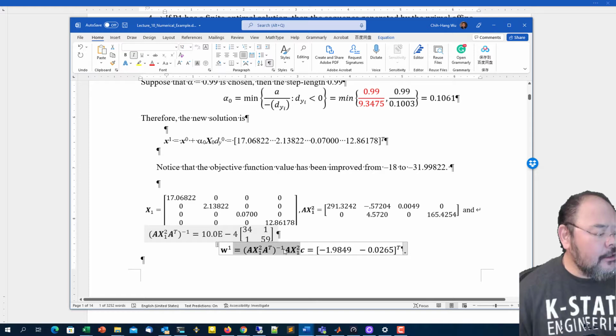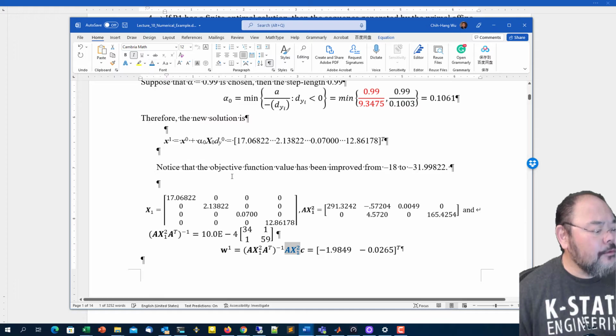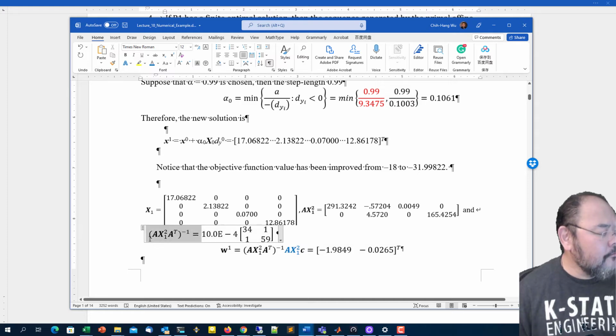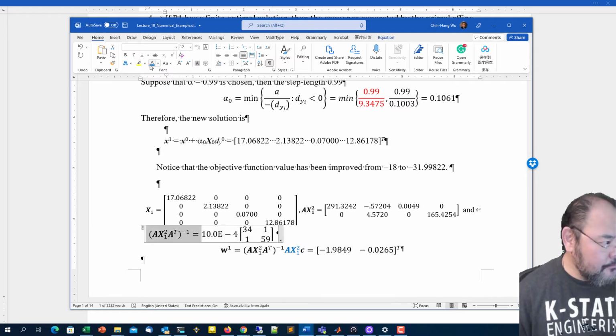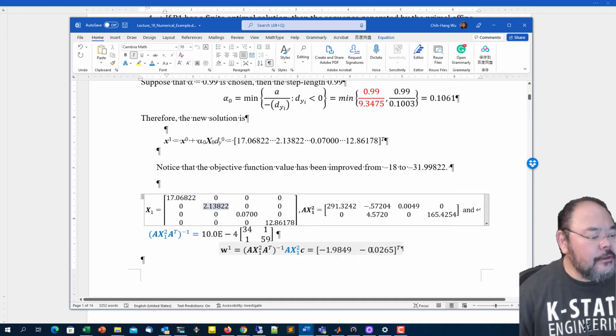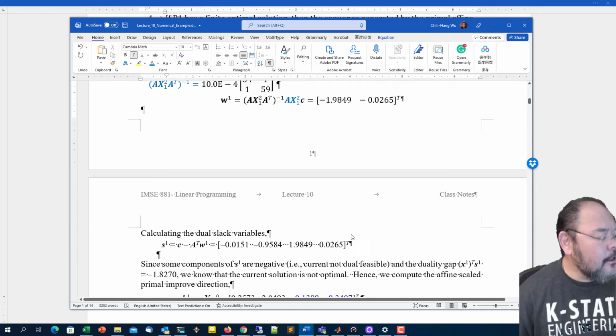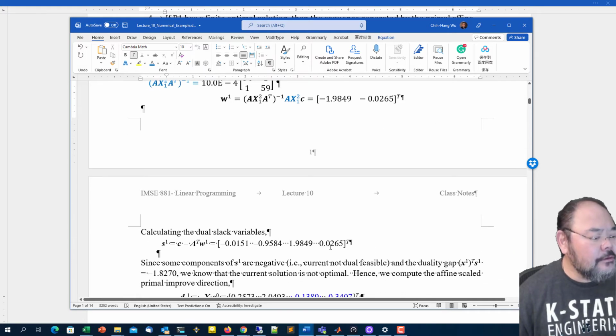So you see I pre-calculate A times X to begin with, and then I multiply by A transpose and take the inverse. This portion of taking the inverse is one of the significant computational burdens here. So I can calculate the current dual solution, then I can calculate the corresponding dual slack solution.